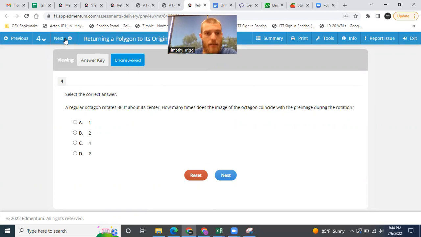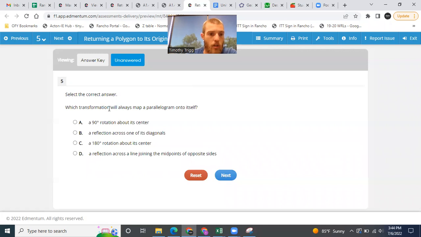Octagon is 8 sides. Okay, which transformation will always map a parallelogram onto itself? So a parallelogram will always rotate onto itself 180 degrees. Okay, and also 360.